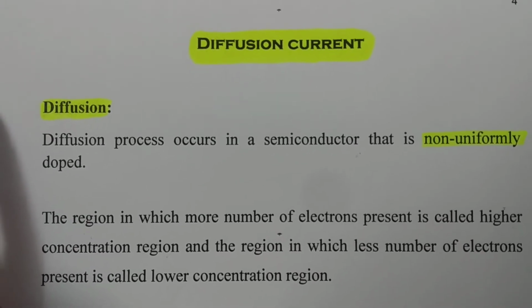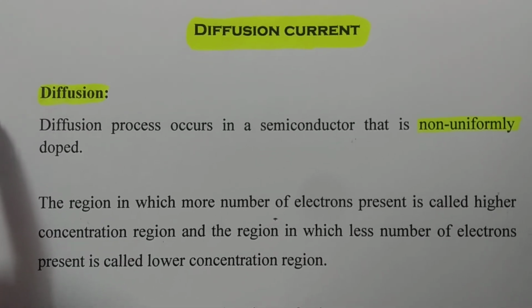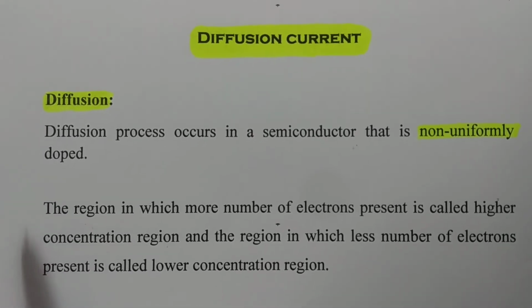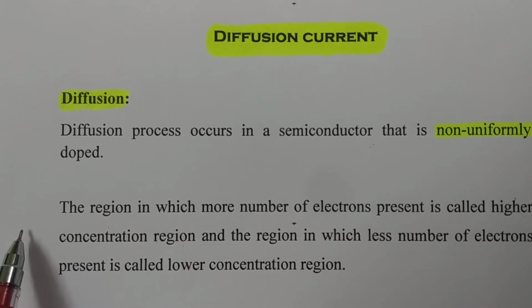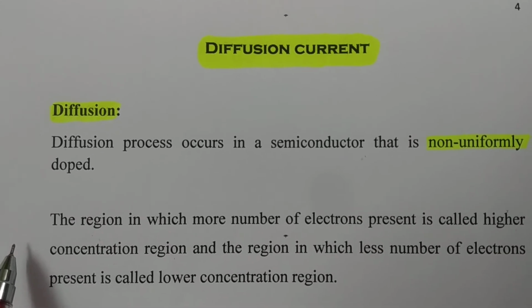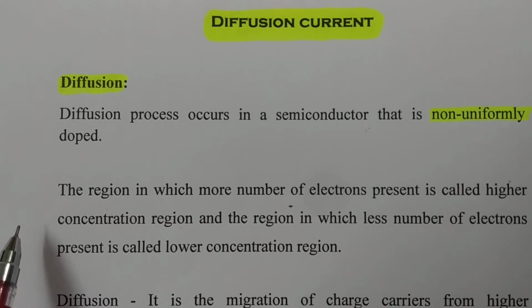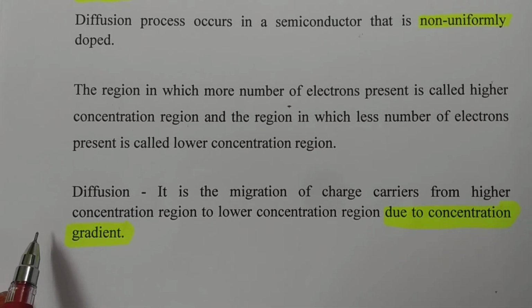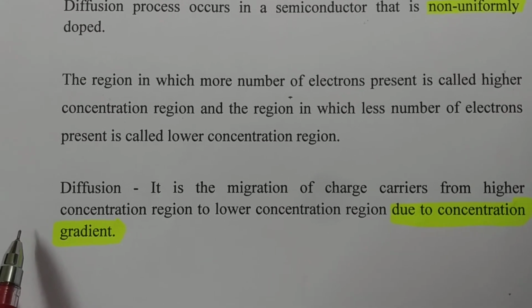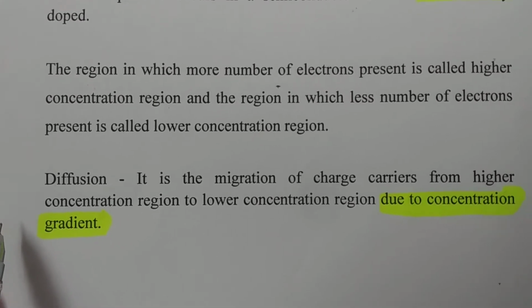Diffusion current. Diffusion occurs in a semiconductor that is uniformly doped. The region in which more electrons are present is called the higher concentration region, and the region in which fewer electrons are present is called the lower concentration region. Diffusion is the migration of charge carriers from the higher concentration region to the lower concentration region due to concentration gradient.